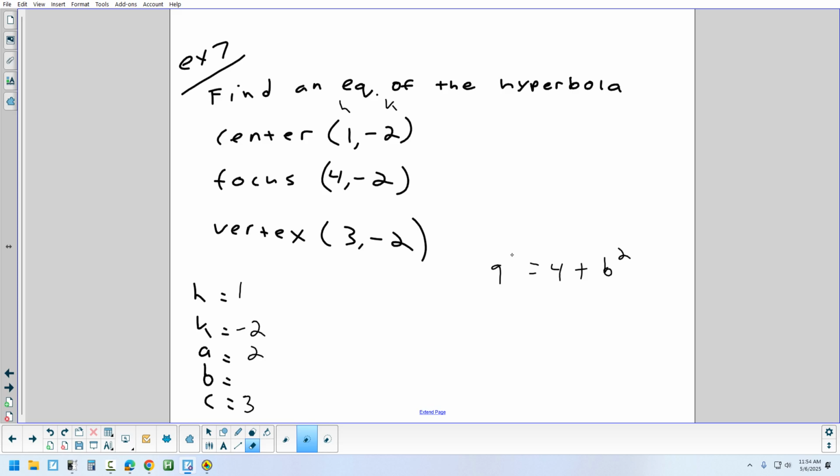Okay, so I've written it out. C squared equals A squared plus B squared. Solve for B, and you will get how much? Yeah, square root 5. And is it B you really need? No, it's B squared, because you're going to square that in the next step.